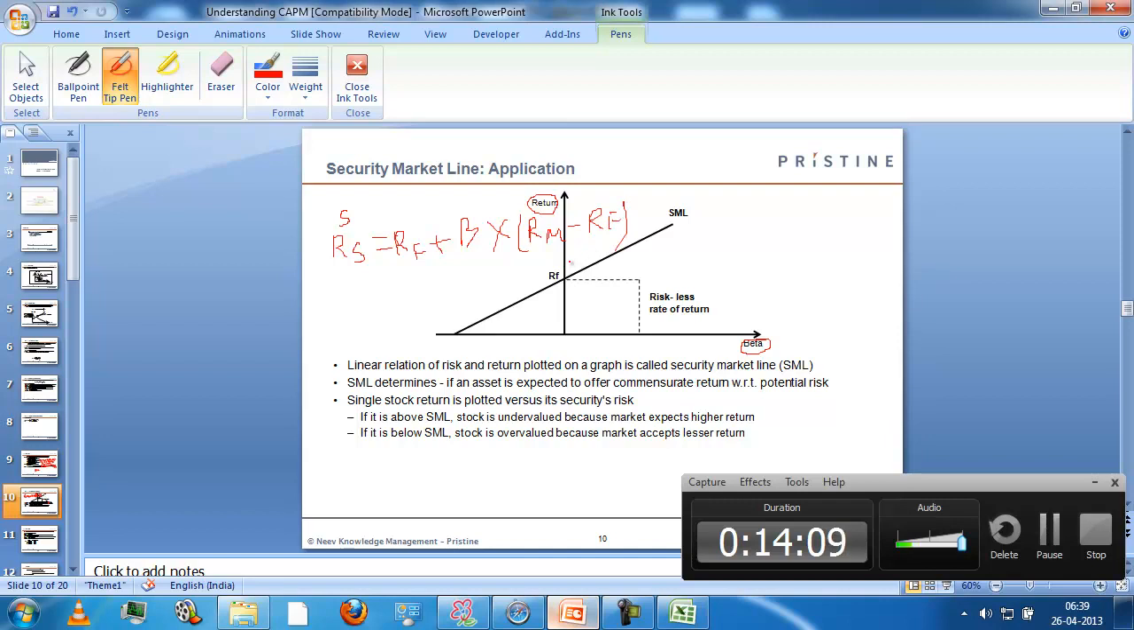So the intercept made by this line on the vertical axis is your risk-free rate. The security market line is a linear function which gives you the relationship between the return of the stock and the beta of the stock.